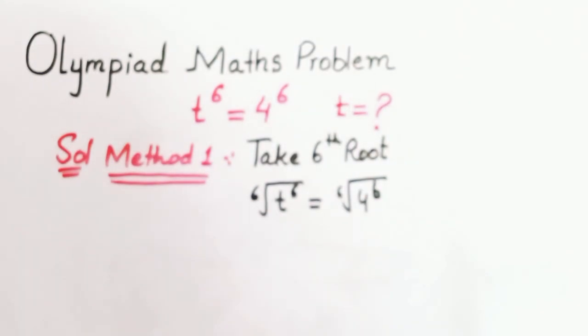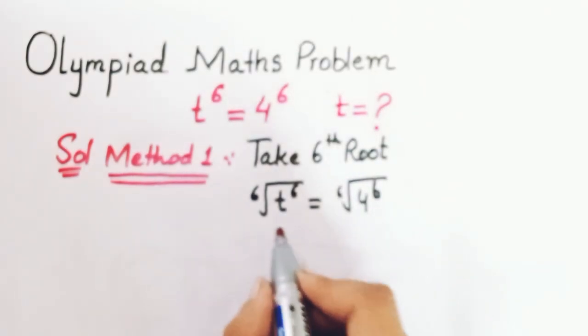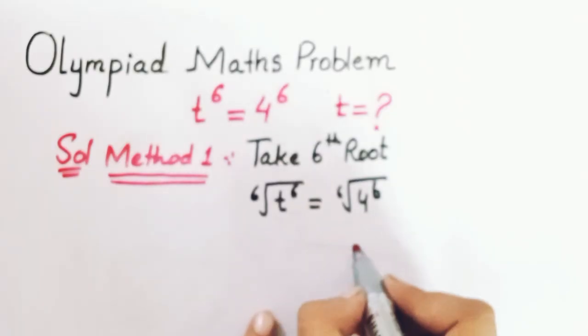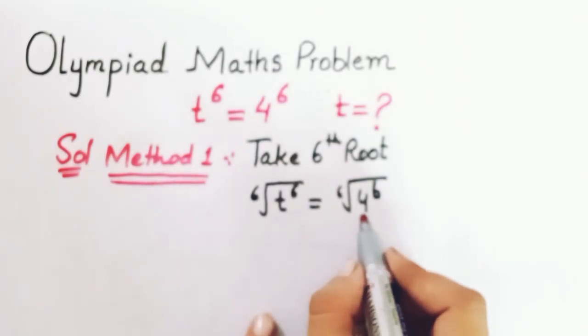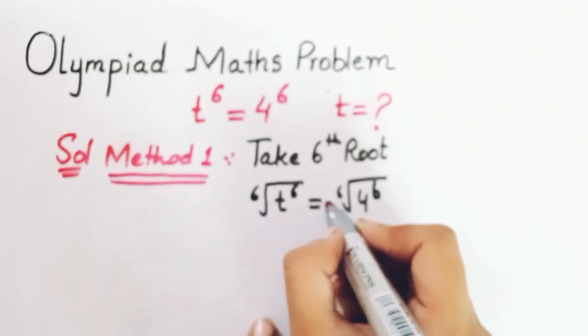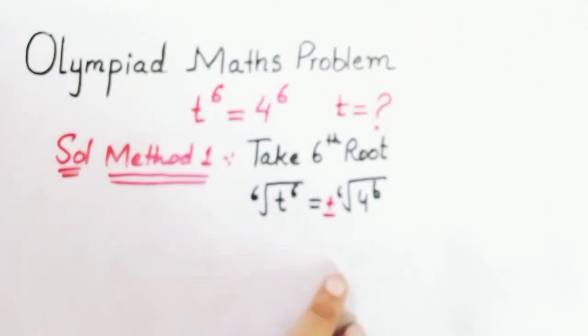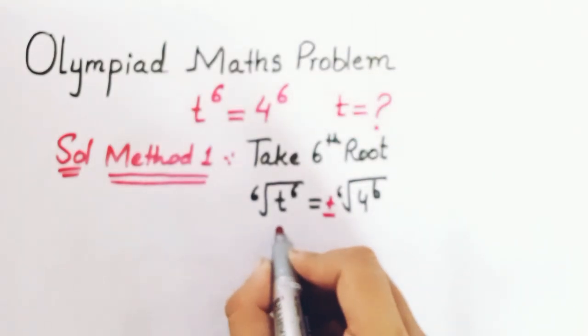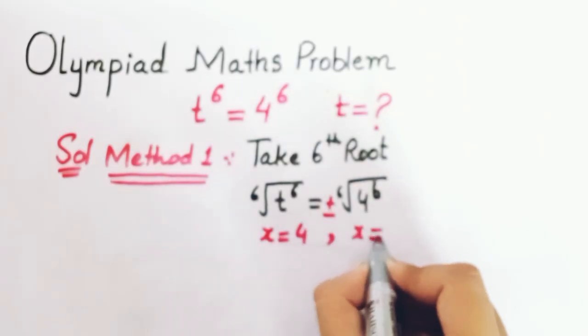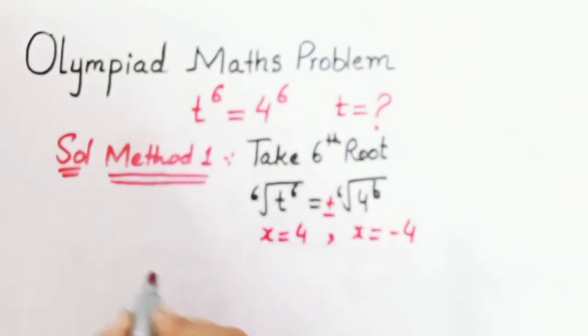To solve this algebraically, the quickest way is to take the sixth root on both sides of the equation. When we apply an even root to cancel out an even power, we must introduce a plus or minus sign on the other side. So this is applied when we take an even root. This immediately splits our problem into two distinct real roots. What will we get? We get t equals 4 and t equals minus 4. Now this is the first method.